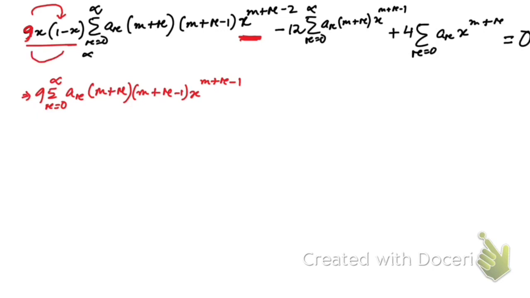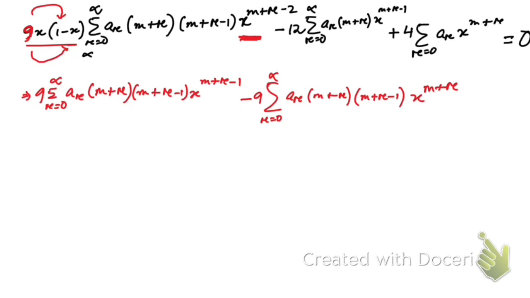Then if you multiply 9x with x, then you're going to have 9x squared. Then multiply this 9x squared with this term again, then what will you get? Then you're going to have minus, as there is a minus sign, minus summation r equals 0 to infinity a_r (m + r) into (m + r - 1) x to the power... And here you see, when you multiply x squared with this, then you're going to have x to the power m + r only, right?